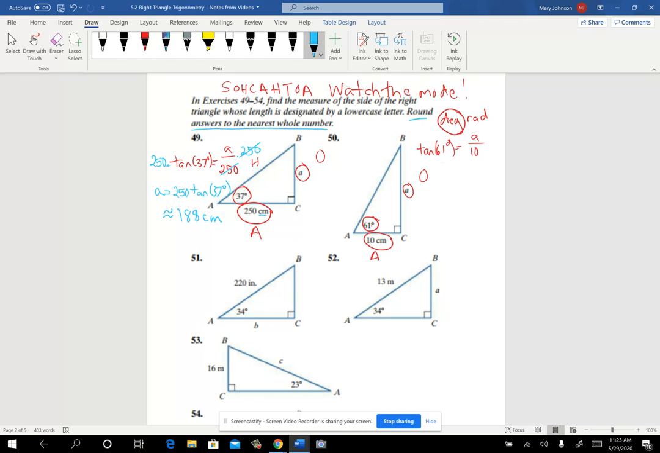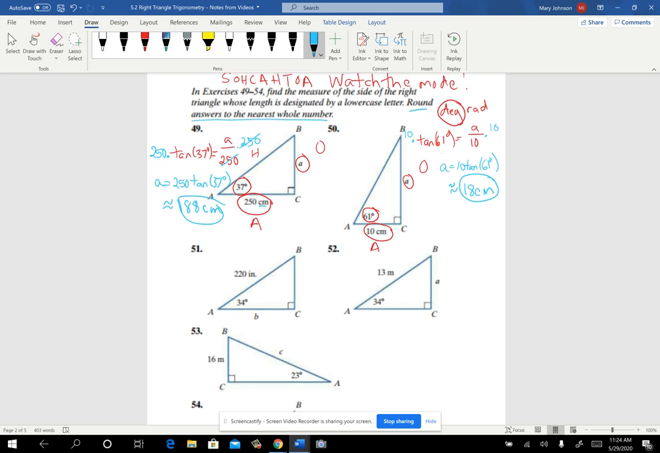Okay, and then the rest of this is algebra, but sometimes I find that's what gets us into trouble. If your algebra skills are rusty, you can sometimes not do a really good job here. So when we multiply both sides by 10, we're going to get a equals 10 times the tangent of 61 degrees. Okay, so now you're going to go in and just work that out. Do 10 times tangent of 61, and you get about 18. And this one was also in centimeters. So that would be the answer on this one.